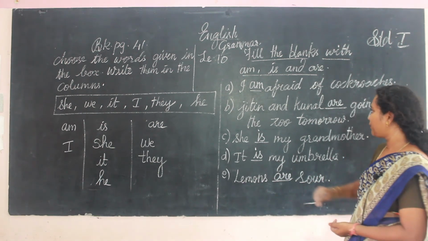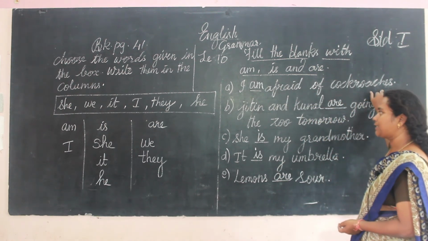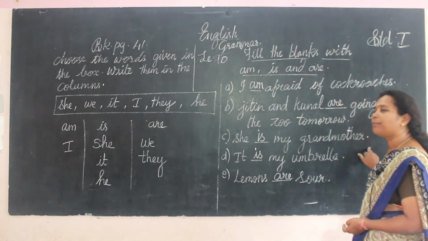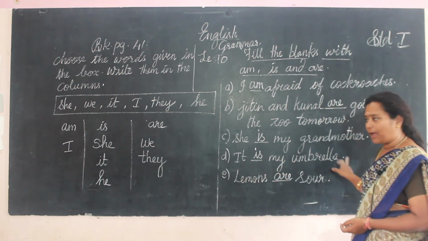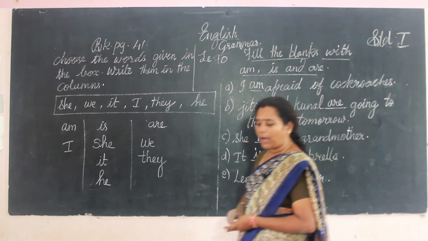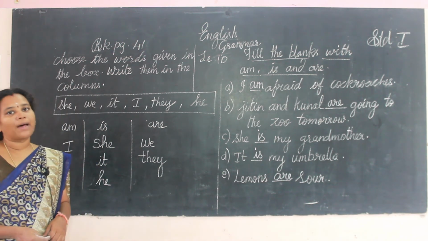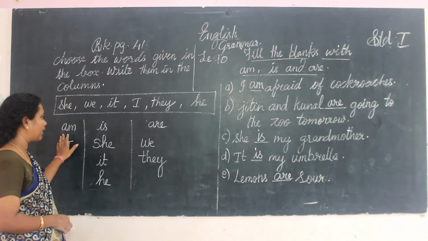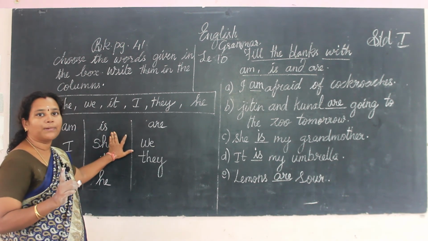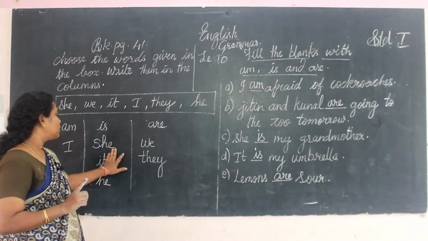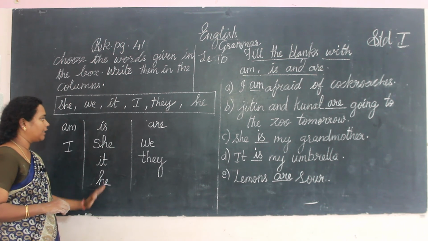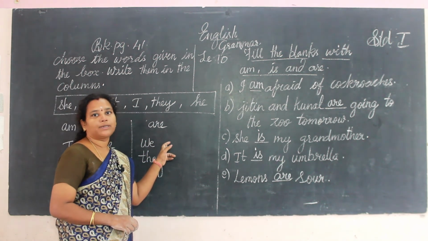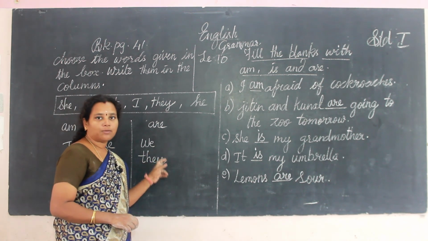So see here again. I am afraid of cockroaches. Jitin and Kunal are going to the zoo tomorrow. She is my grandmother. It is my umbrella. Lemons are sour. So you have to keep it in your mind that when we talk about ourselves, we say I am. That is the first condition for I, okay? And for is, when we talk about one person, place, animal or thing, we use she, it, he. When we use pronouns like he, she, it, we use is. And for are, when we talk about more than one person, we use are, and we use we and they. With these pronouns we also use are.